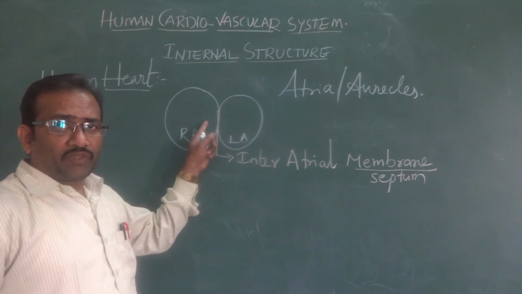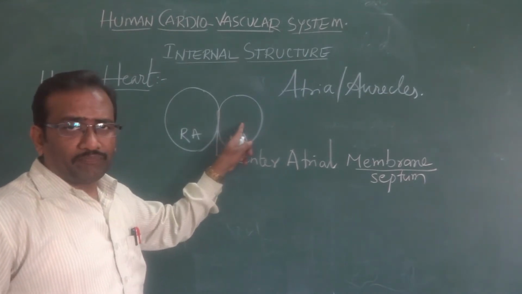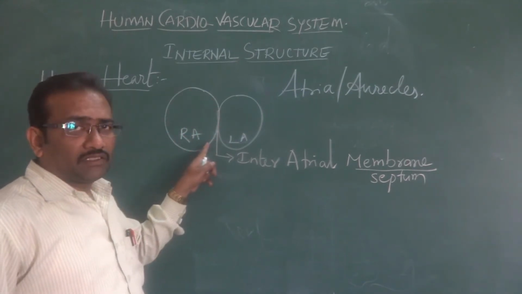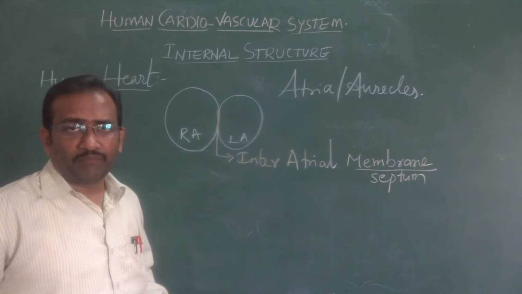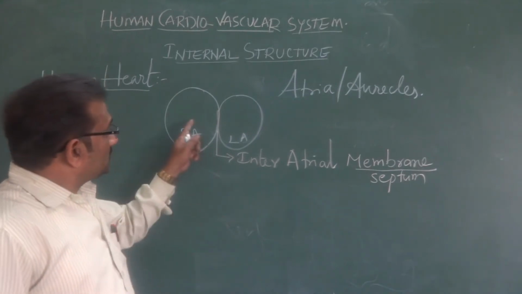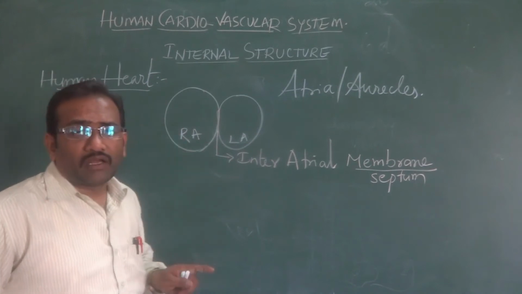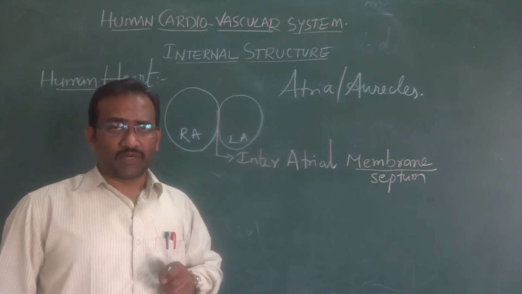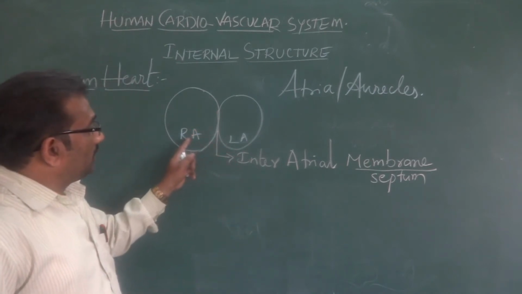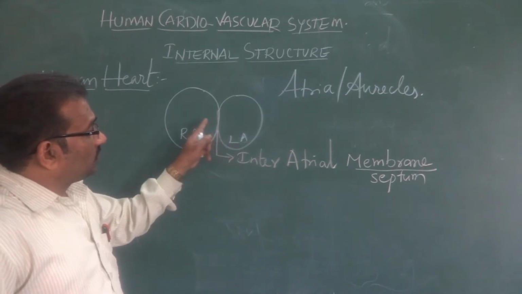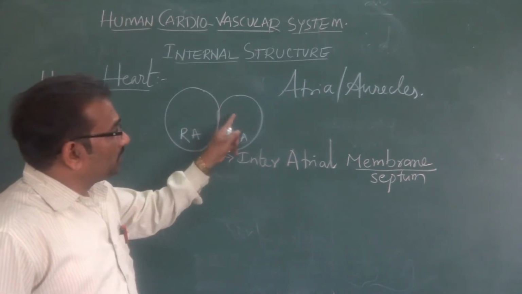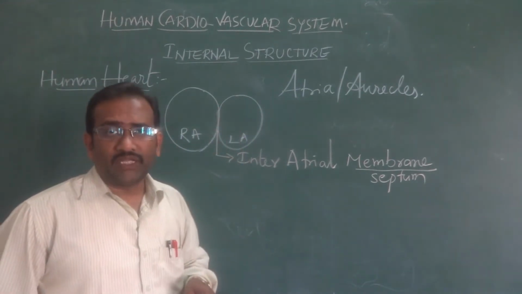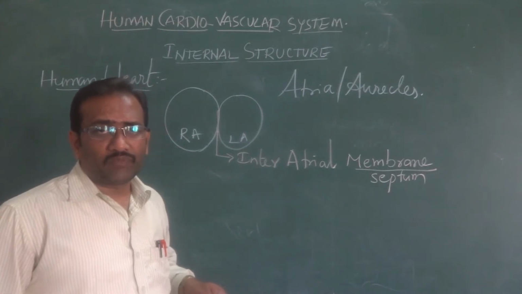The right atrium is somewhat large in size compared to the left atrium. These two atria are the receiving chambers. They receive the blood from the different parts of the body. These two atria are divided by a septum, that is called the interatrial septum.